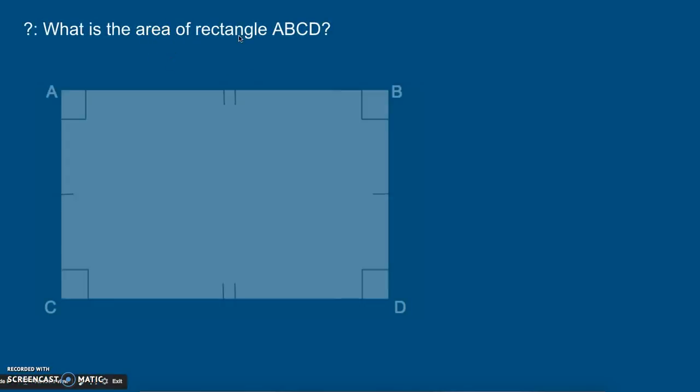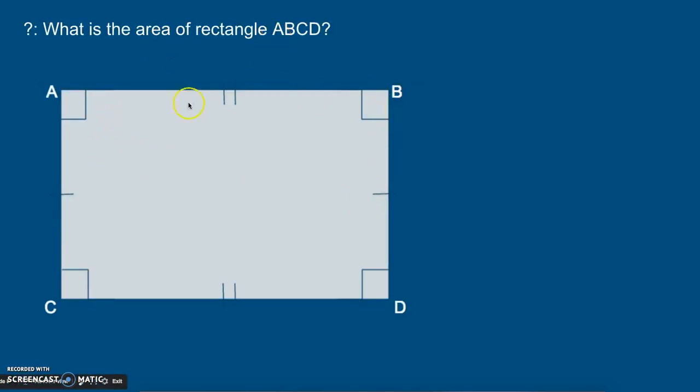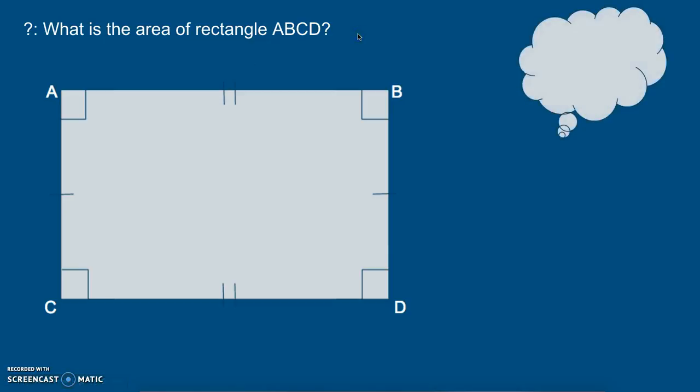Let's look at another area question. What is the area of rectangle ABCD? So I've got ABCD, and I need to remember that area is the measure of what is inside of this rectangle, and I need to remember my little 1 by 1 square, and that I need to measure how many of these are going to fit into this.